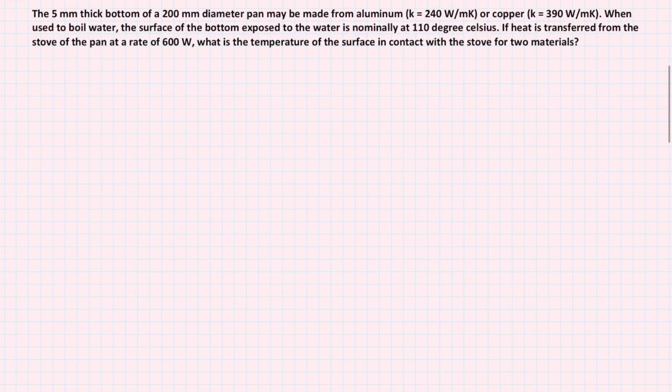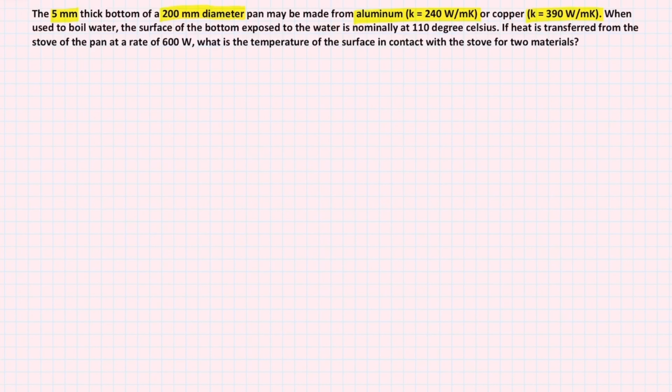So this is our problem. We have a 5 mm thick bottom of a 200 mm diameter pan. So these are sort of geometrical information about the problem, so we're going to mark them. And this pan can be made of aluminum, which has a thermal conductivity of 240 watt per meter Kelvin, or copper, which has a thermal conductivity of 390 watt per meter Kelvin.